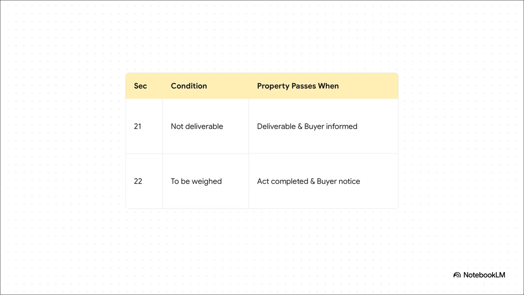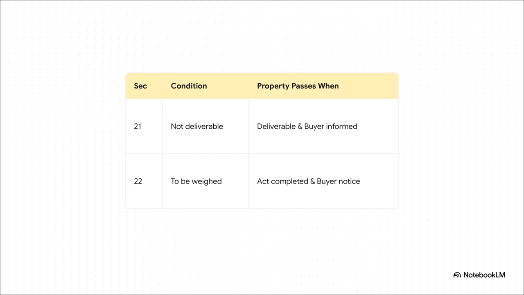Now look at specific goods with pending actions, which covers Section 21 and Section 22. Under Section 21, if goods are not in a deliverable state, property passes when goods are put into a deliverable state and the buyer is informed. Under Section 22, if goods are to be weighed or measured, property passes when the required act is completed and the buyer has notice. Methodically observe the dual conditions here, class.